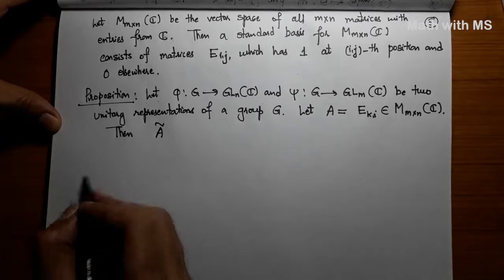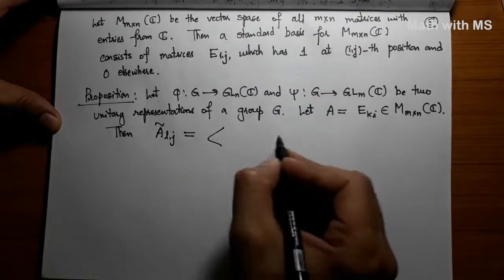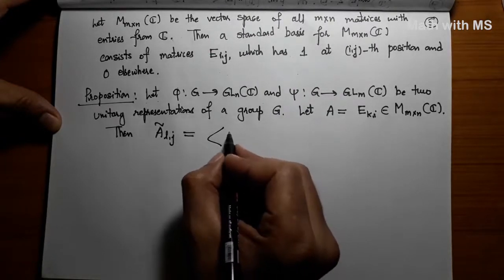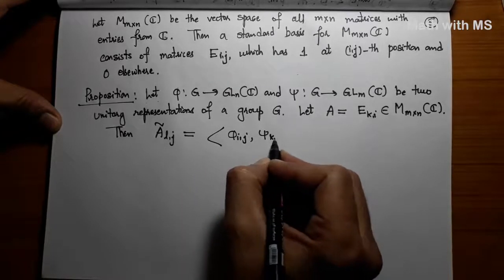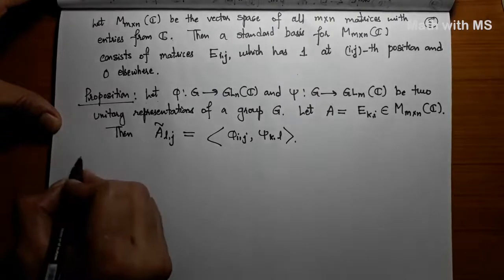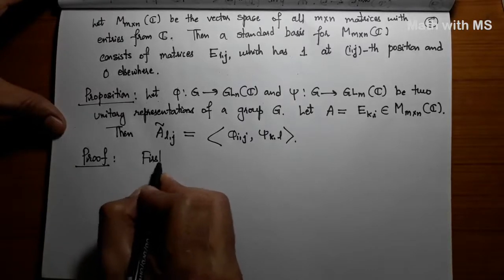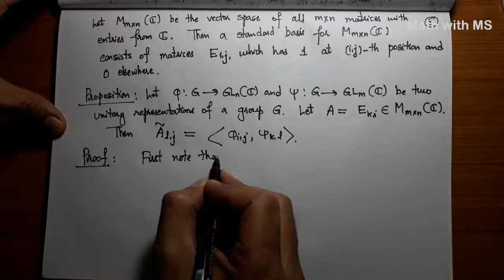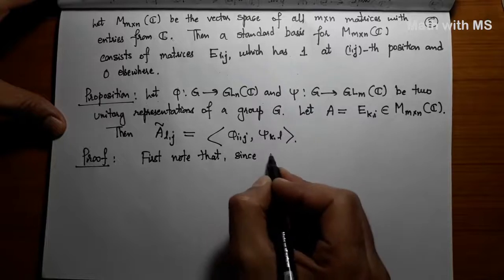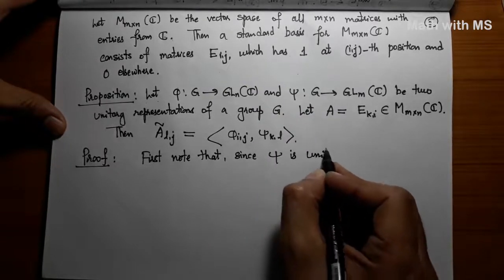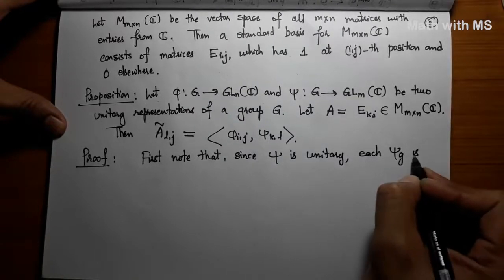Call it A tilde, and its (l, j)th entry turns out to be given by the inner product on the group algebra, phi_ij and psi_kl. Very simple proof actually. First note that since psi is unitary, each psi(g) is a unitary matrix.